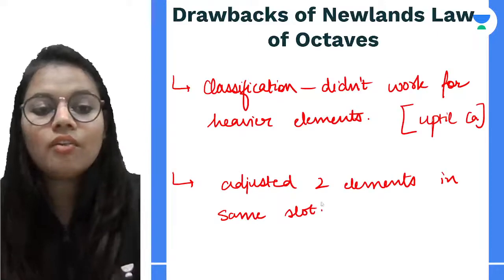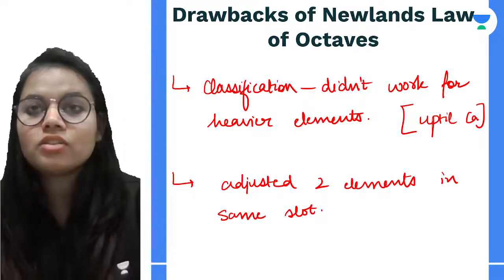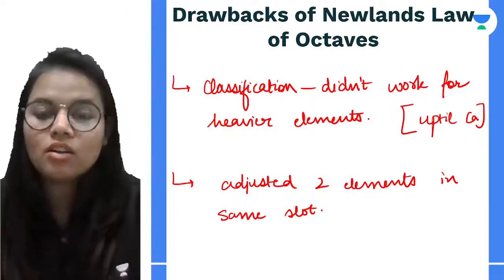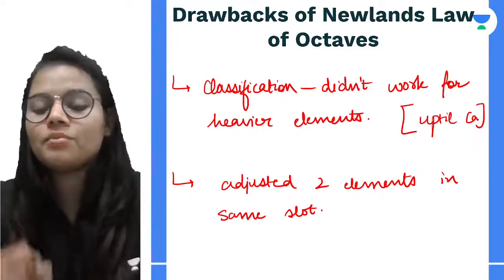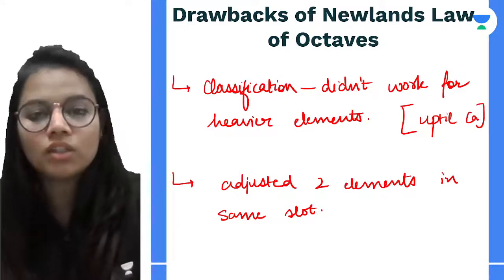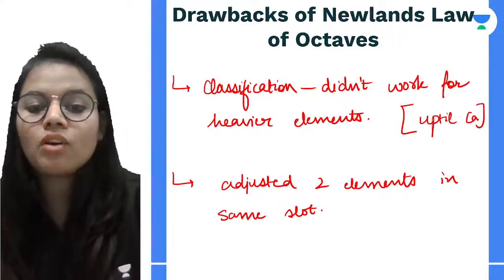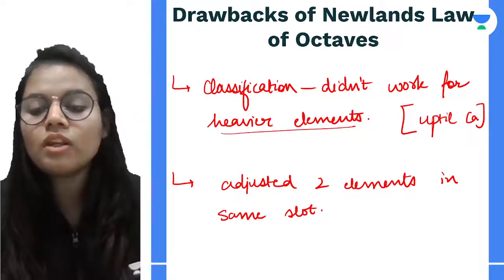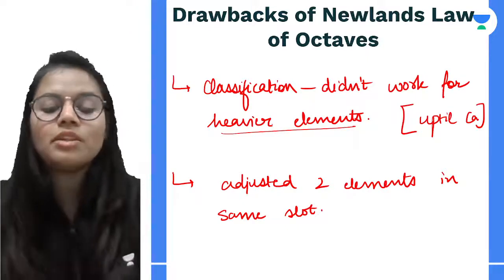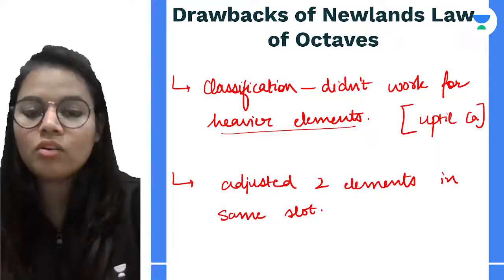Okay. Then we have drawbacks. So what were the bad things, or I could say what were the demerits of Newland's law of octaves, which couldn't take this particular law further? So first of all, it was not working for heavier elements. He could arrange only the elements up till calcium and not beyond that.